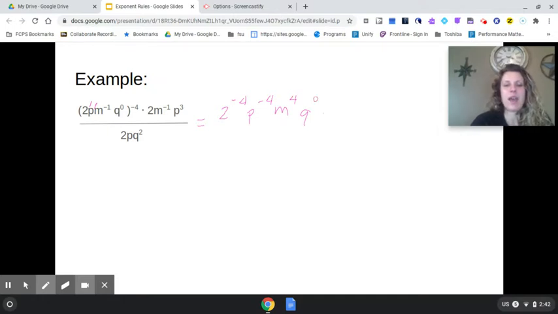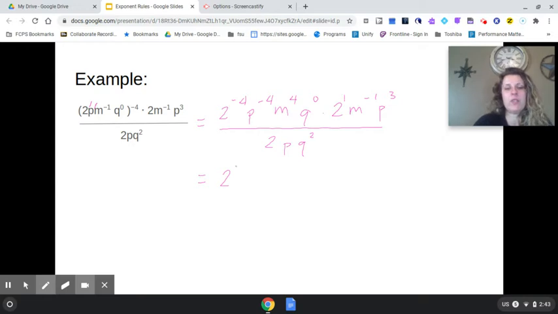We're multiplying that times 2m to the negative first, p to the third. And we're dividing that by 2 pq squared. Now that numerator has multiple m's, multiple p's, so let's go ahead and add those exponents together since we're multiplying. Oh, and I'm also going to write the exponent of 1 on that too. So the first item, the 2, is being raised to the negative fourth power, and then times 2 to the first. Again, we would add those exponents.